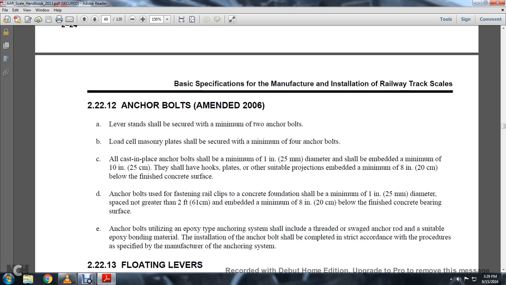222.12 Anchor bolts. Lever stands shall be secured with a minimum of 2 anchor bolts. Load cell masonry plates shall be secured with a minimum of 4 anchor bolts. All cast anchor bolts shall be a minimum of 1 inch diameter and shall be embedded a minimum of 10 inches.